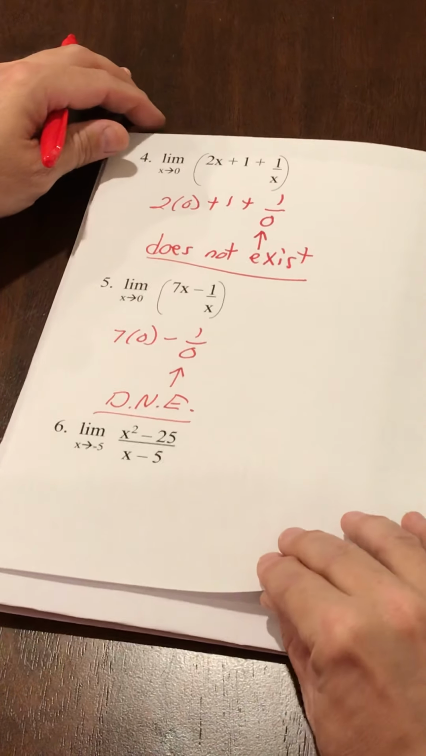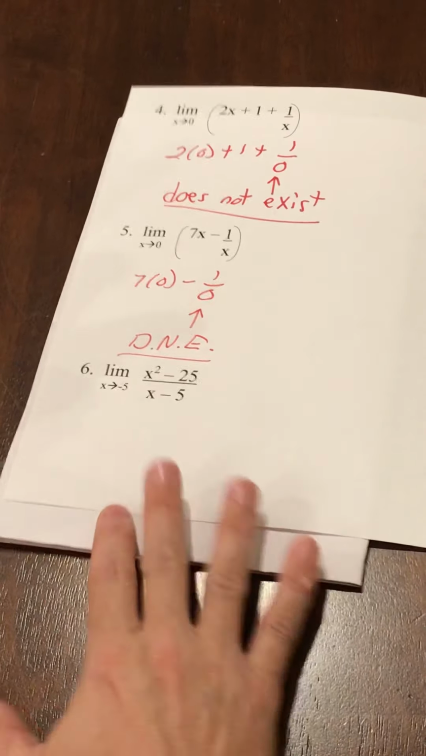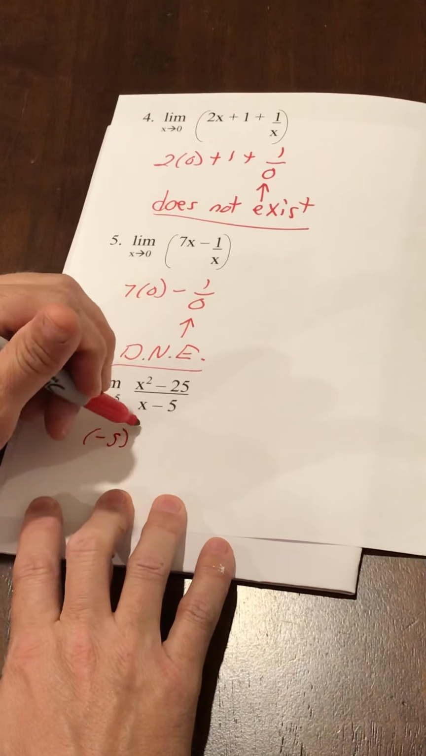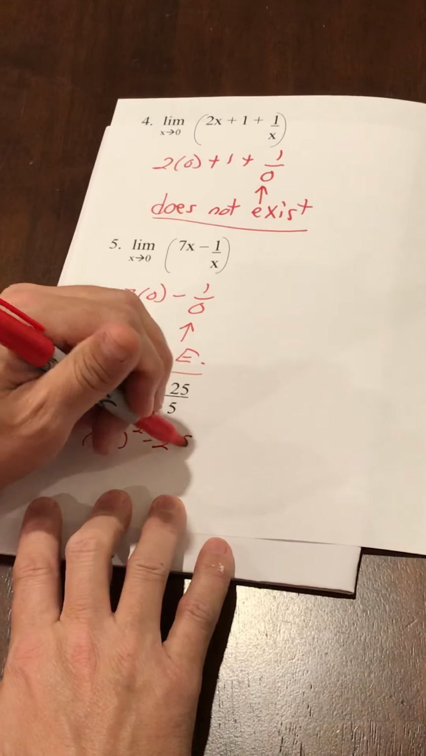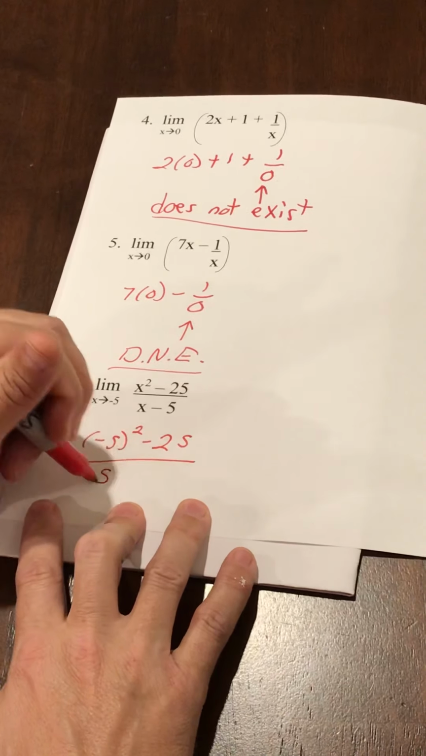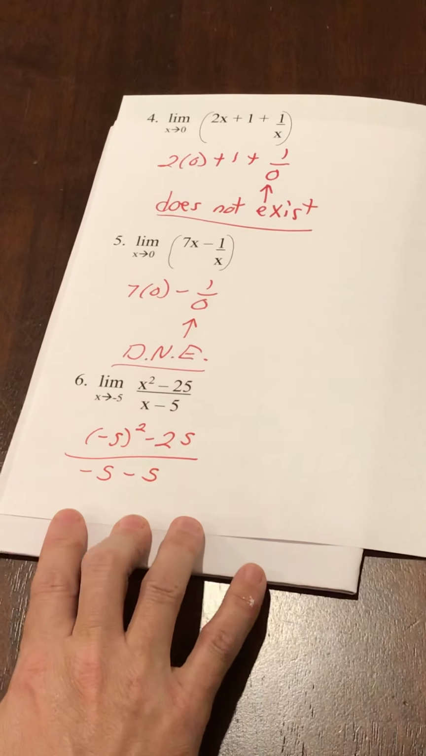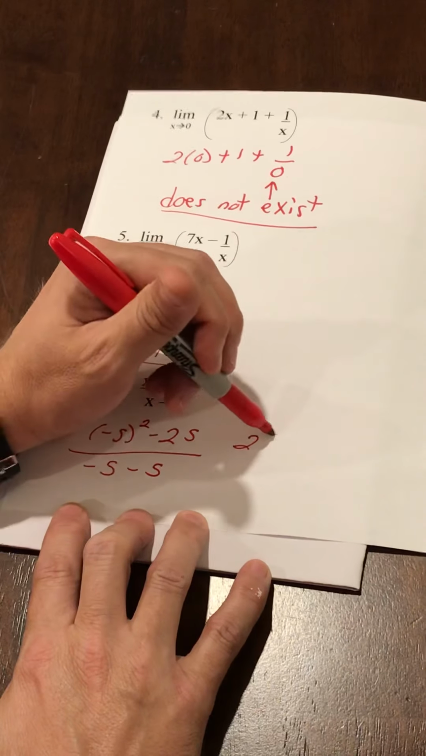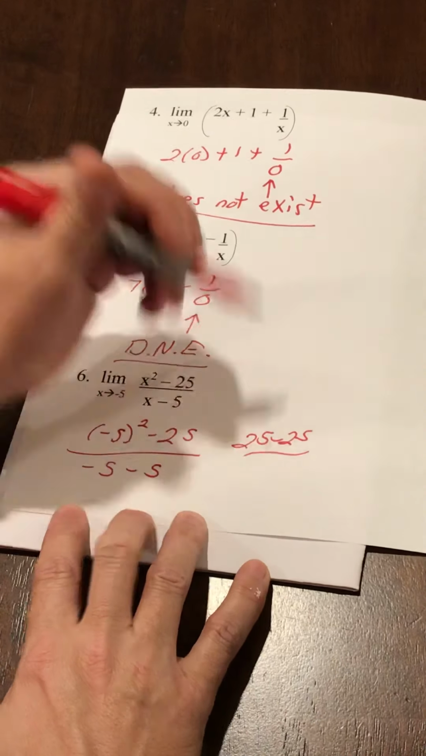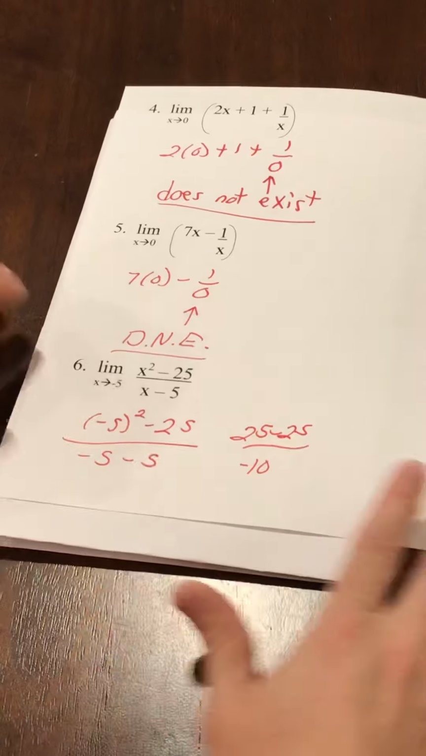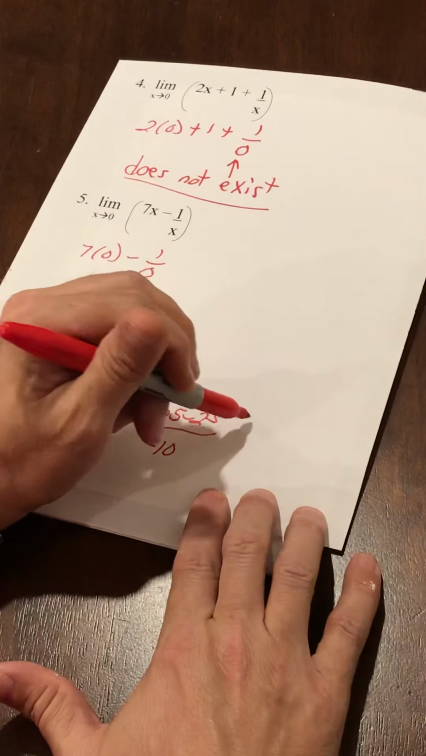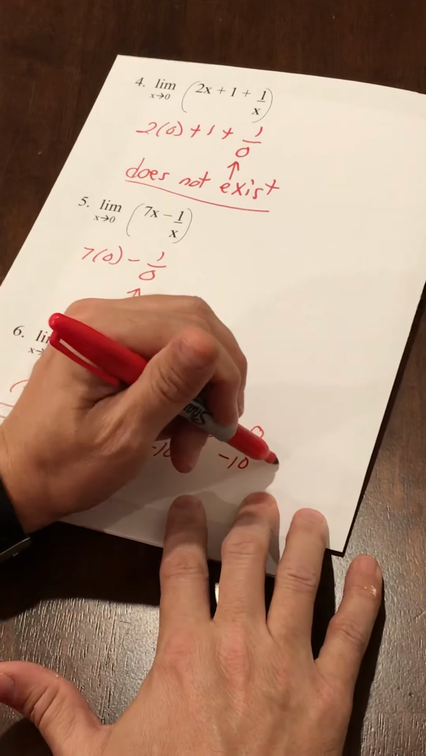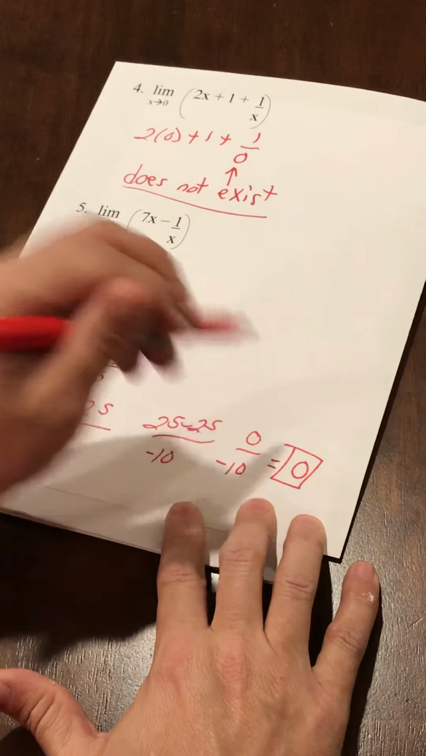If we're not careful, number 6, we may run into a similar problem. As x approaches negative 5, don't lose the negative. Negative 5 squared minus 25, over negative 5 minus 5. 25 minus 25 over negative 10. We get a 0, but it's not in the denominator. 0 divided by negative 10 is perfectly fine. 0 divided by negative 10, 0.